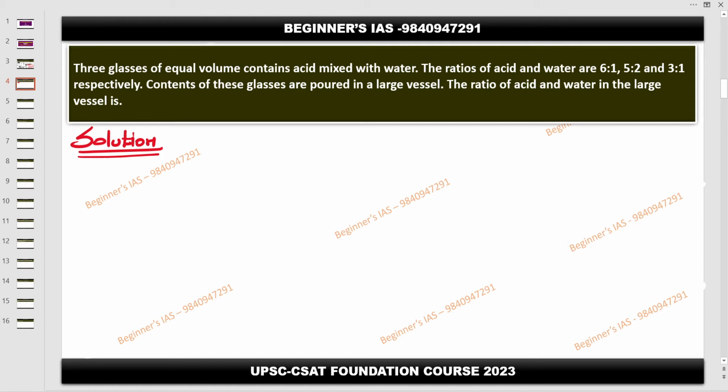Rashikar, make the total quantity the same. If it is not the same, then you go with method 2. You can go with the total acid, then the total water. That method also you can go with.